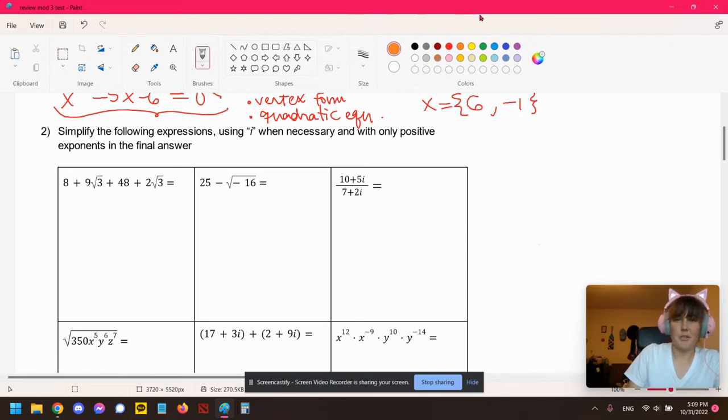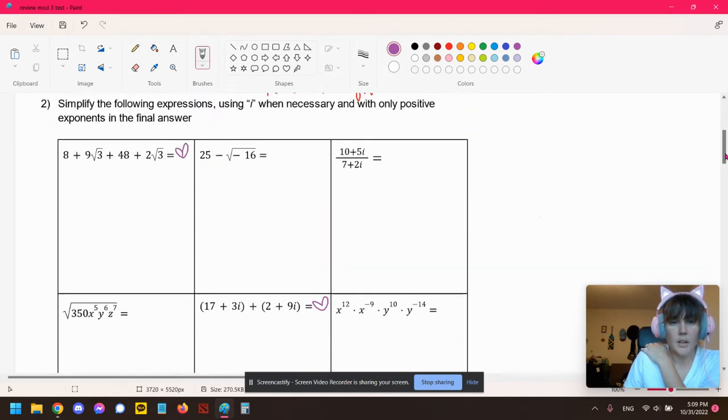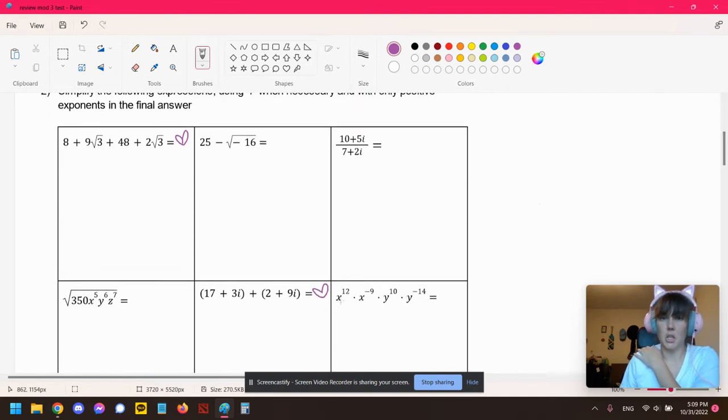This first page is actually kind of a doozy, all these ones, so we're just going to go for it. Simplify the following expressions. Don't be scared of i. And don't have negative exponents in your final answer. Those are the rules. Let's get going. For this first one, and for this one down here, I think that's the only ones, these are both adding like terms questions.